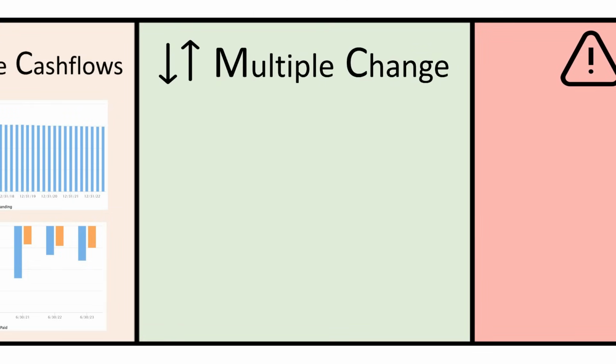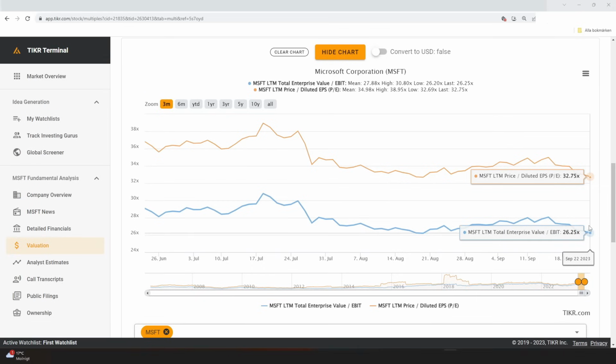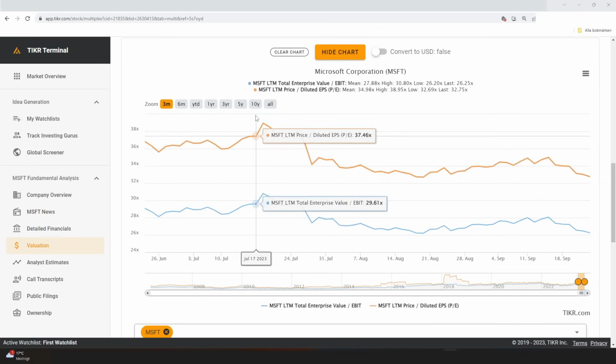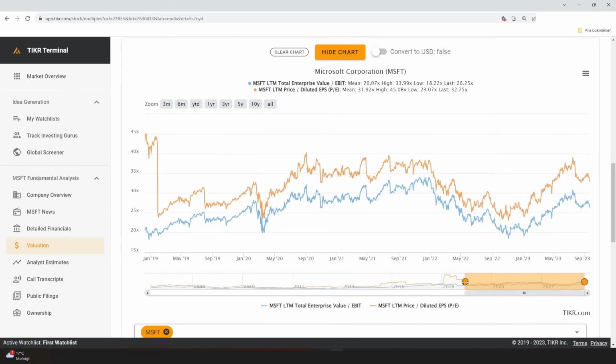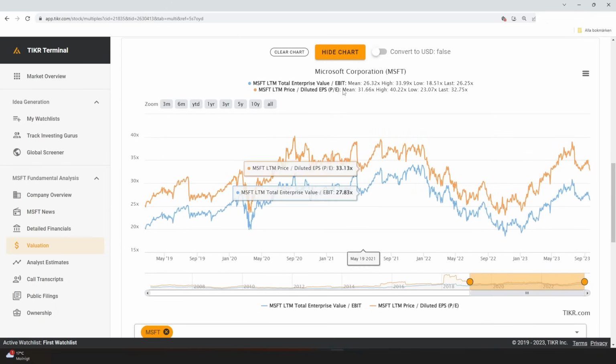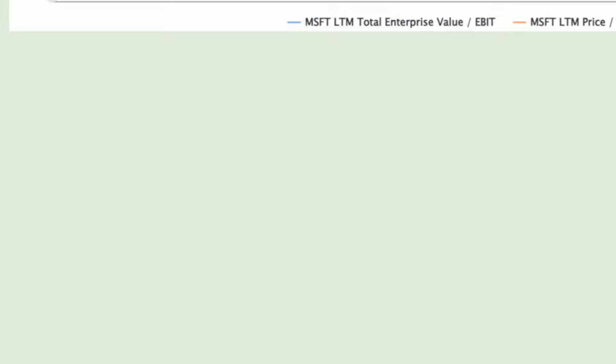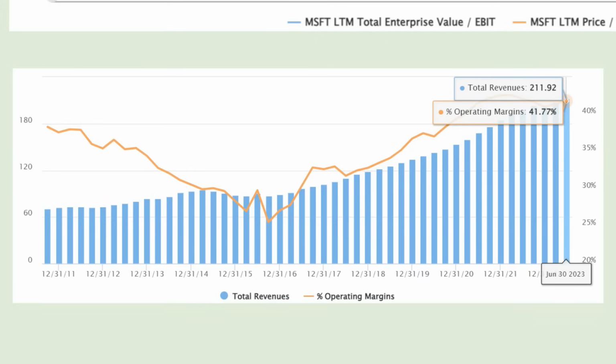After this year's rally, the price tag for Microsoft is EV/EBIT 26.5 and PE 33. We can compare this to their 5-year average of EV/EBIT 26 and PE 31.5. What about the profit margins? Can they increase so they can help bring the multiples down?